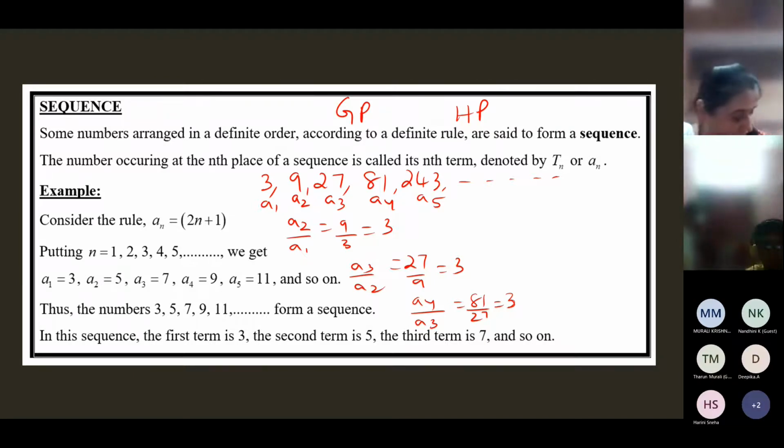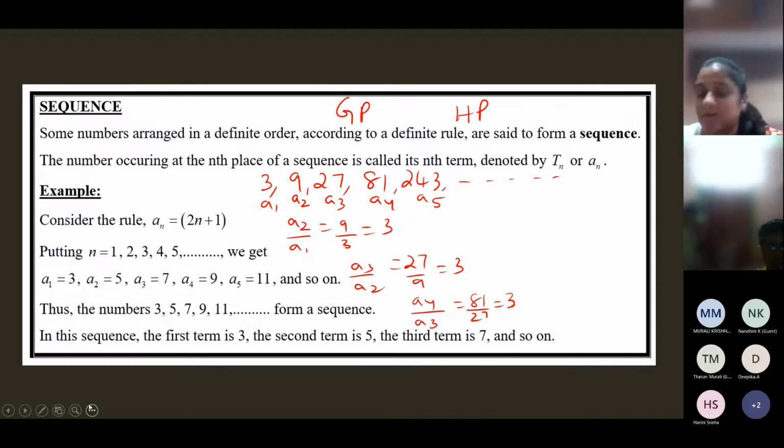Can we do A1 by A2, A2 by A3, A3 by A4? No, the formulae are not designed like that. It's always the next term divided by the preceding term. It's always A2 by A1, not A1 by A2.